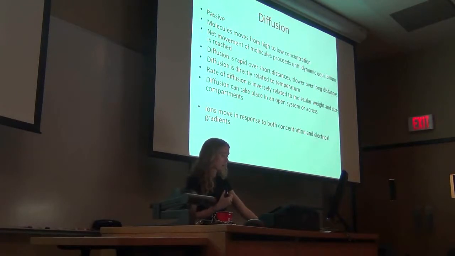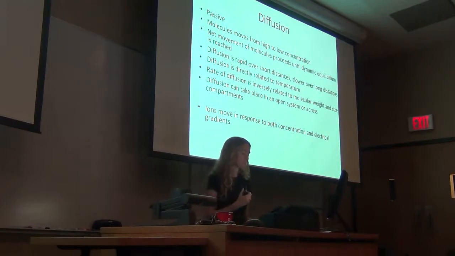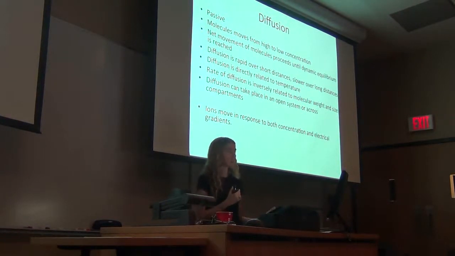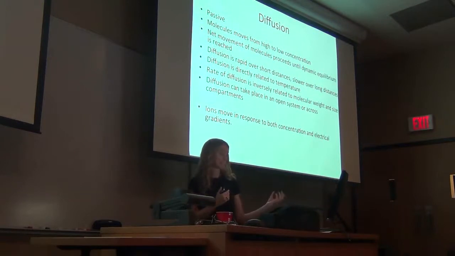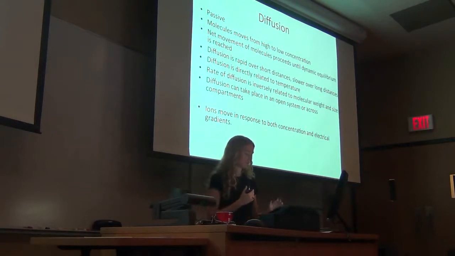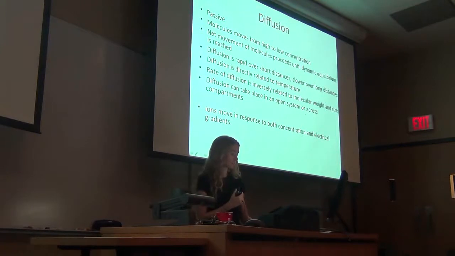Diffusion occurs rapidly over short distances, slower over long distances. It's directly related to temperature, which is important because these properties hold for all biological membranes, but in cells we cannot tune the temperature too much. However, if you are reconstituting some of these systems in a tube, you might want to know that your temperature is in the appropriate range, because that will affect the rate of diffusion.